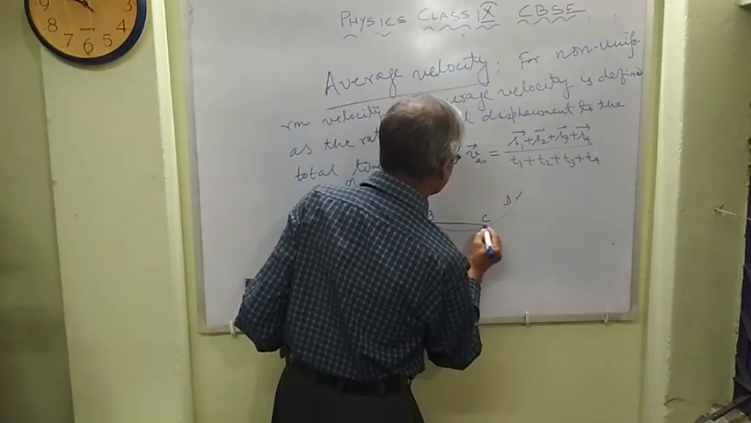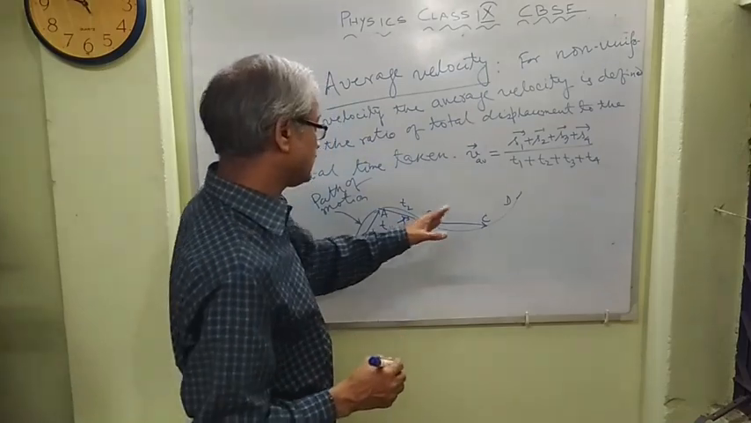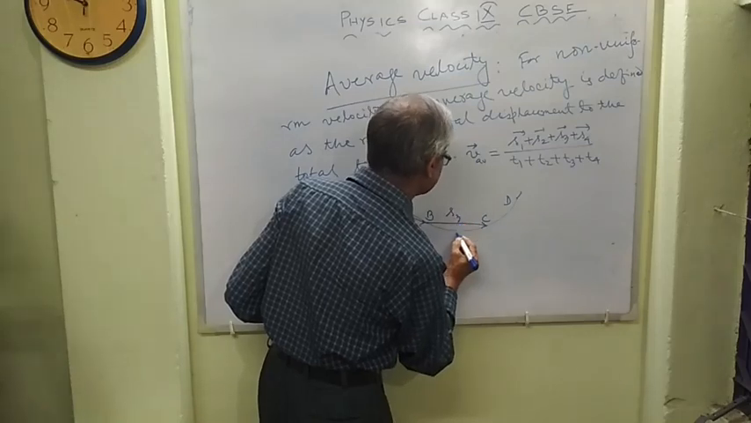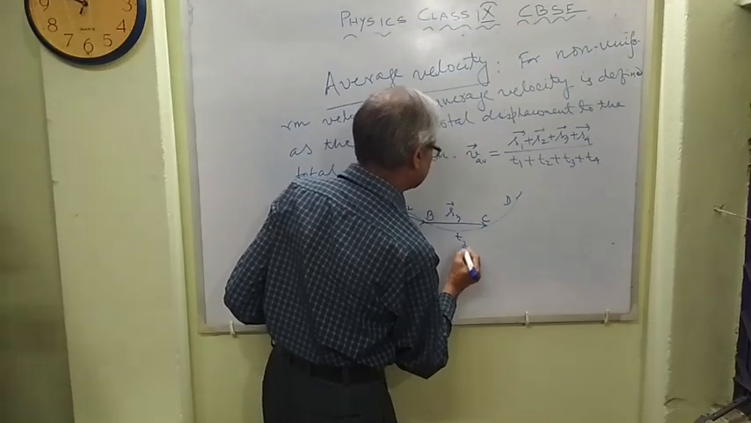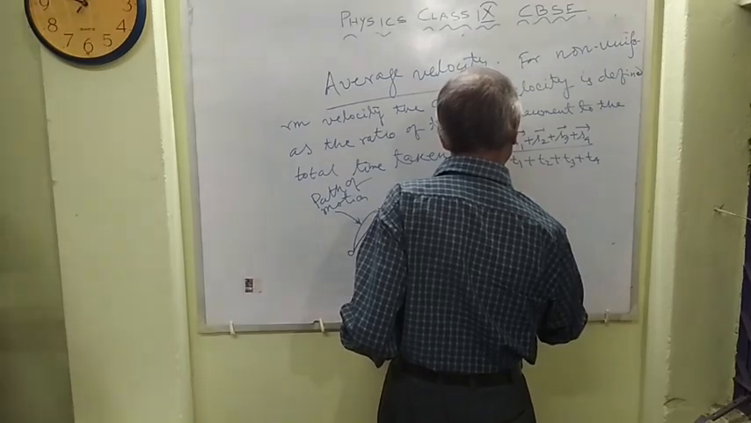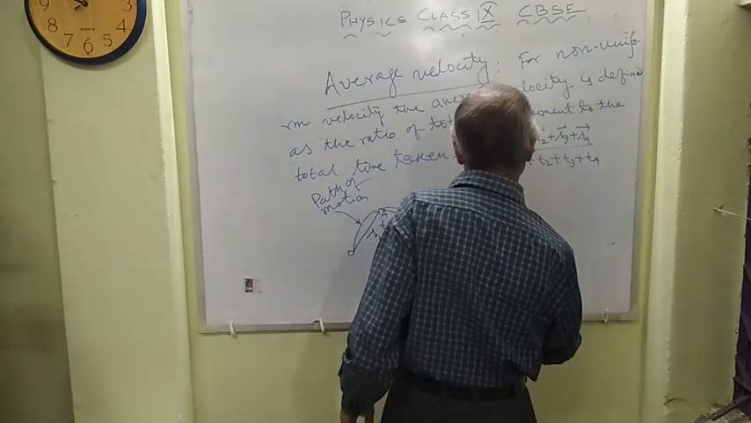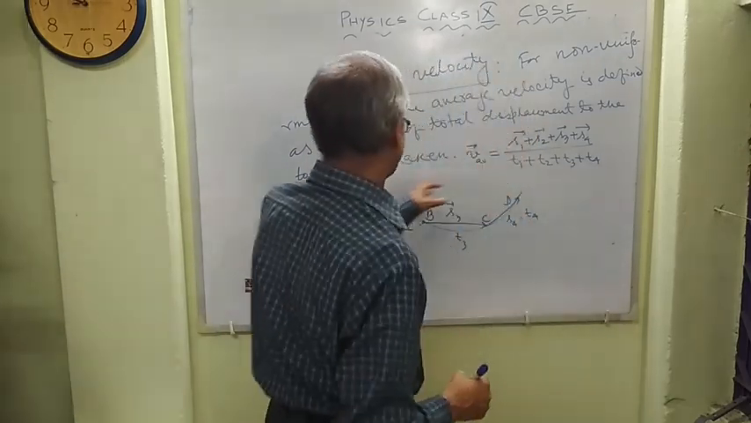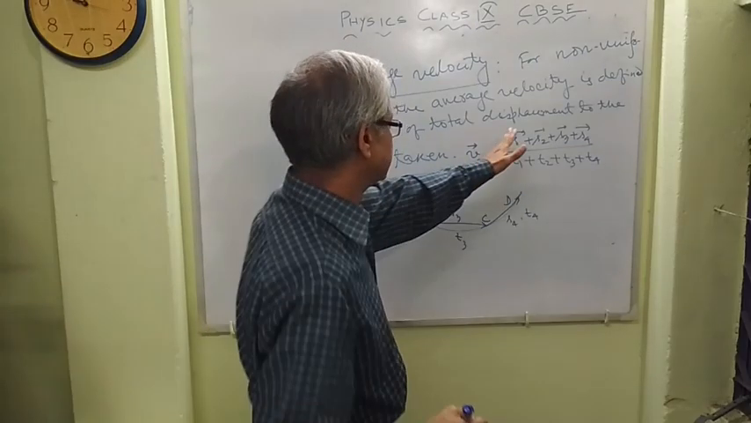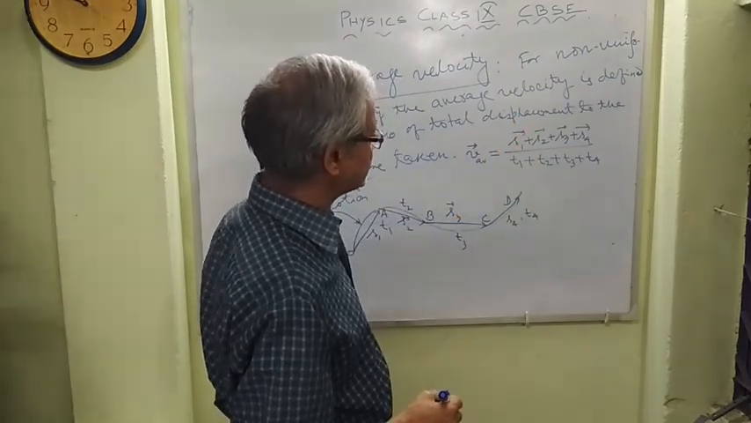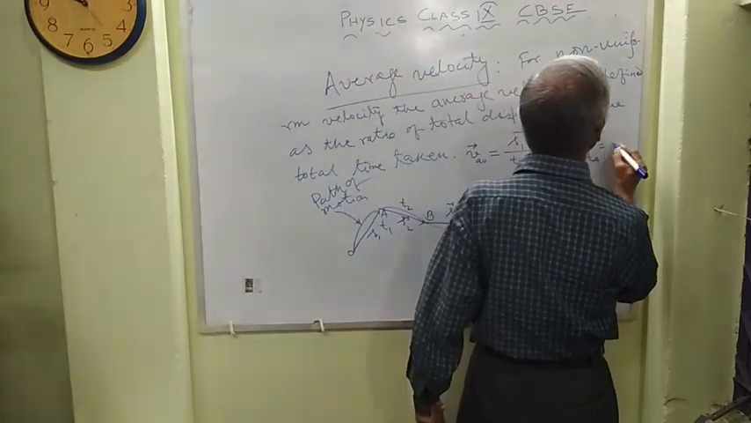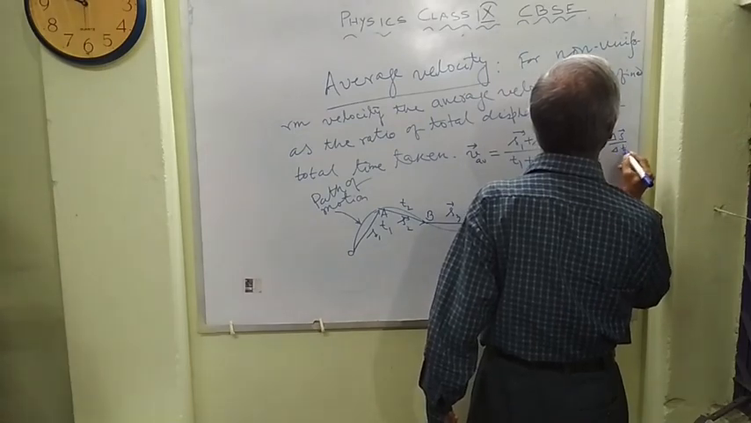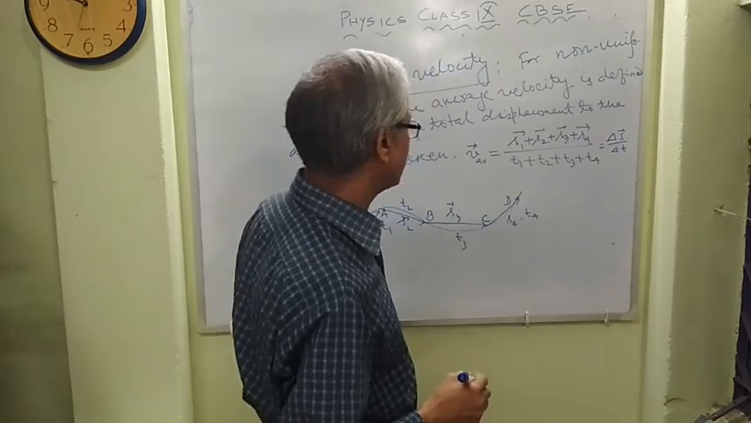Similarly, the displacement from B to C will be S3, time taken T3, and from C to D, displacement will be S4 and time taken will be T4. In this way, we write V average is the sum of the displacements by time taken. It may be written as delta S by delta T, or summation S by summation T.